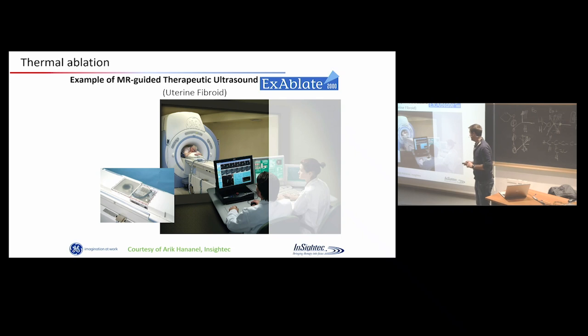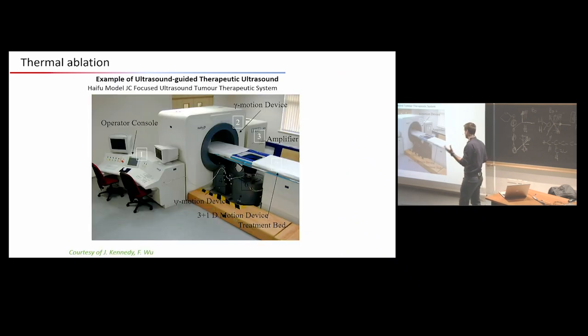So now there are many systems existing in the world. This is an example from the society in Cette with the Exablate. So this one is under MR. The patient, you see, has the transducer under her. And this is specifically for uterine fibroid, but you can see other devices that are used also with ultrasound-guided therapy.